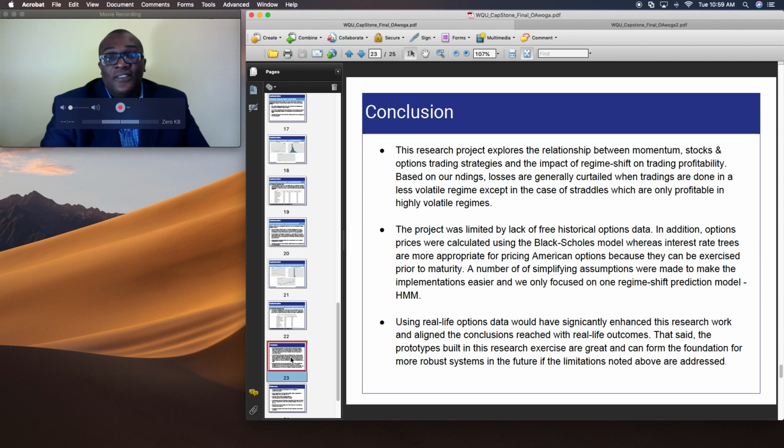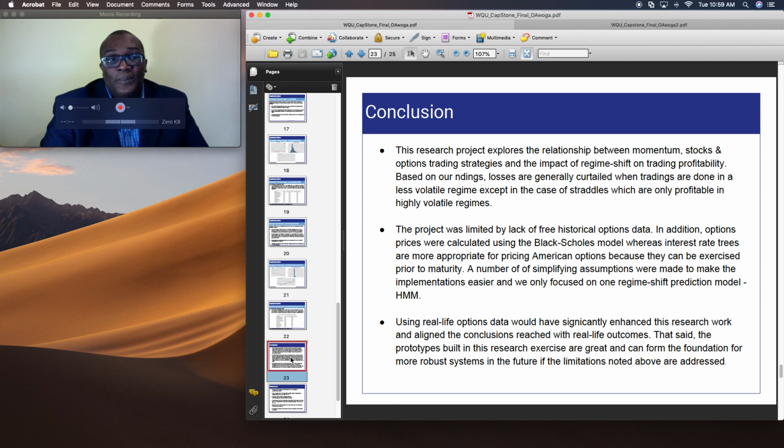In conclusion, this research project explores the relationship between momentum, stocks, and options trading strategies and the impact of regime shift on trading profitability. Based on our findings, losses are generally curtailed when trades are done in a less volatile regime, except in the case of straddles, which are only profitable in highly volatile regimes.